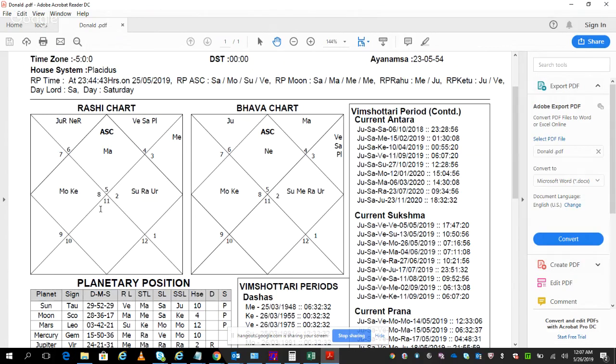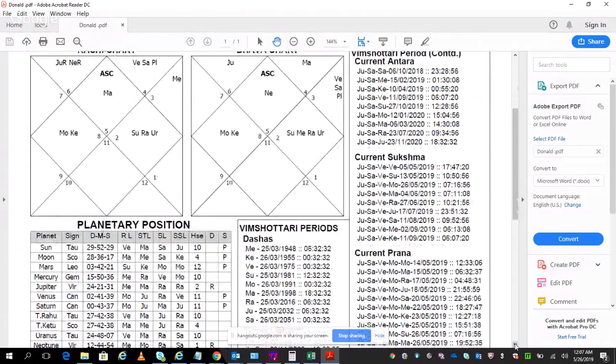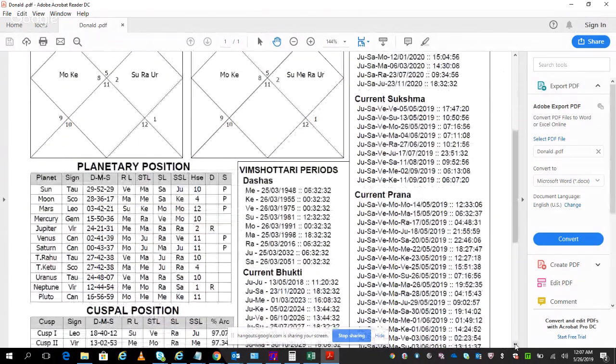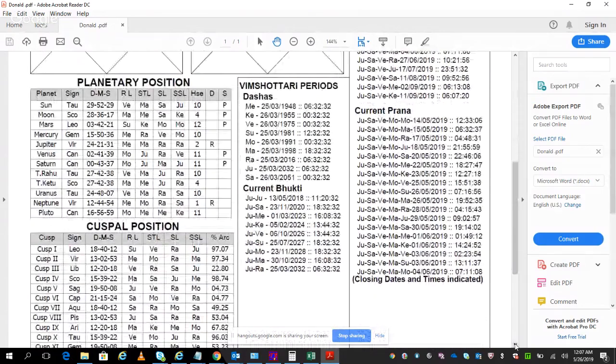Okay, and the placement of the Rashis and the placement of the planets, we take it from the Bhav chart, which is this one. Now we need to understand, we will diagnose and analyze the 10th house, because we want to understand the profession.